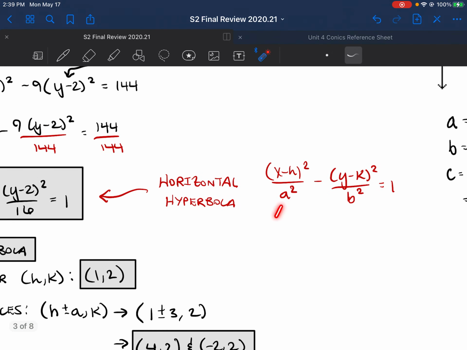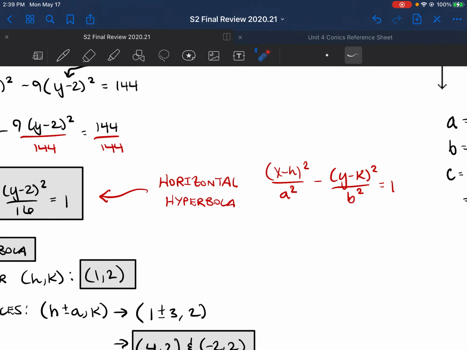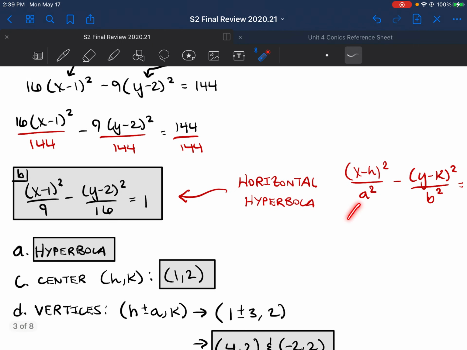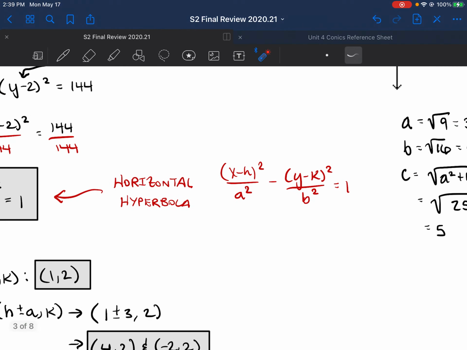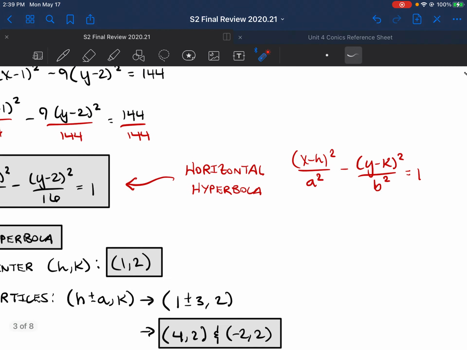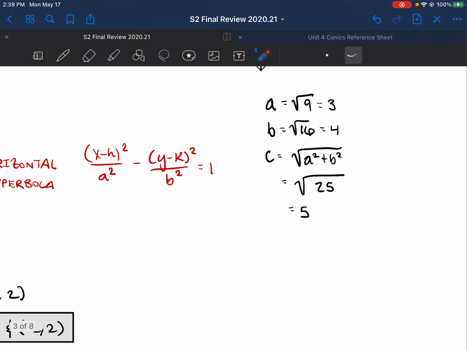Notice that we need to go ahead and figure out a, b, and we're also going to need c for all of the calculations that are going to follow right down here. Okay? So that's not that hard to do, though. a is going to be the square root of what's underneath here. So the square root of 9 would be 3. So a is 3. b is going to be the square root of what's underneath here. So square root of 16 will give us 4, so b is 4.